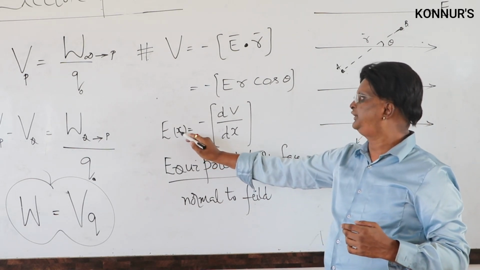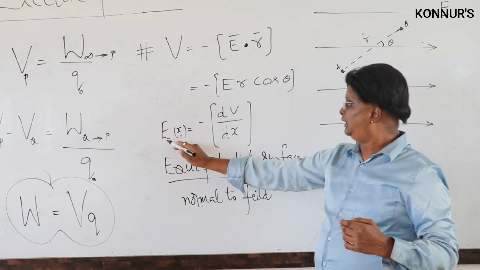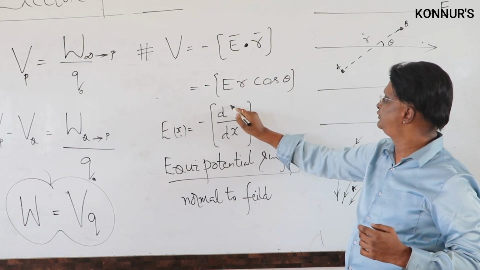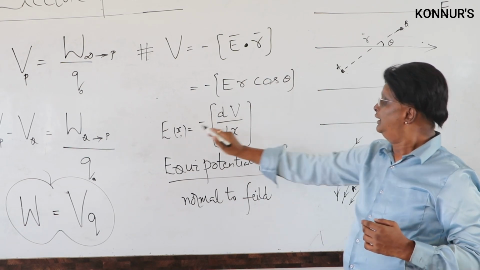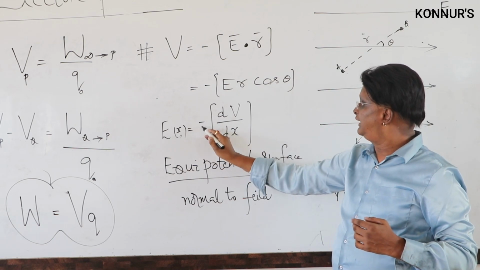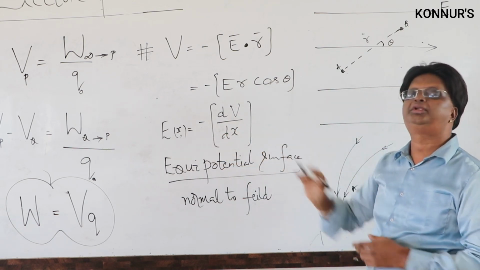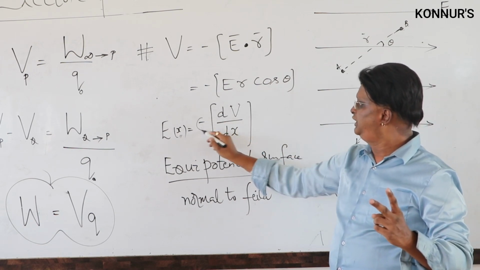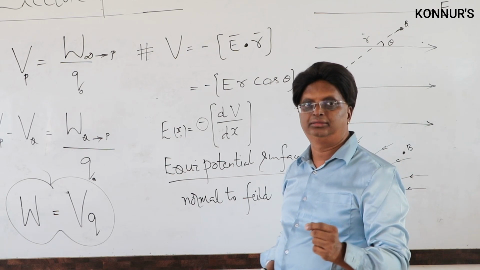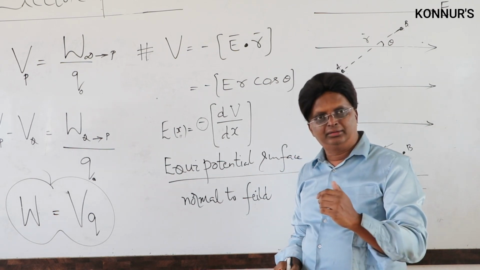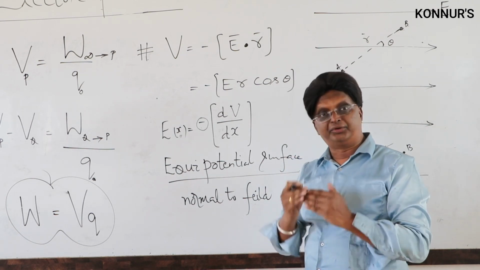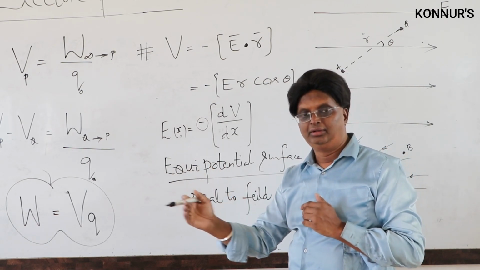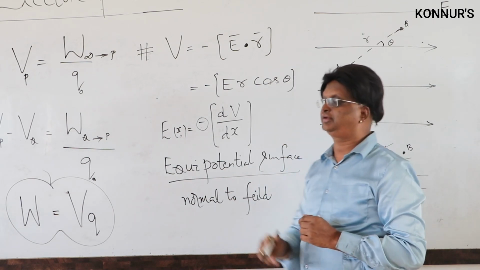Ex, we are writing E as a function of x, right? Field is nothing but negative gradient of potential. This is the popular expression, you remember. Field intensity is negative of gradient of potential. And now let us come to 2 important points. What is the meaning or significance of the negative sign? The negative sign shows that the electric potential always decreases in the direction of field. Potential decreases in the direction of field.